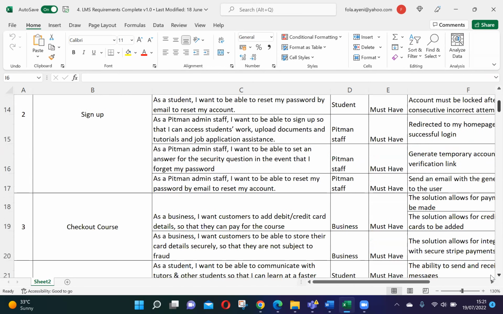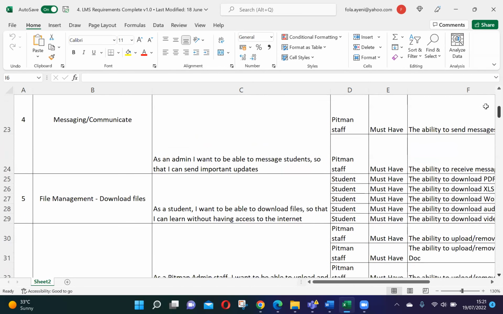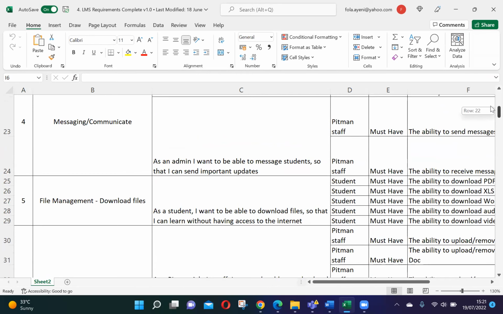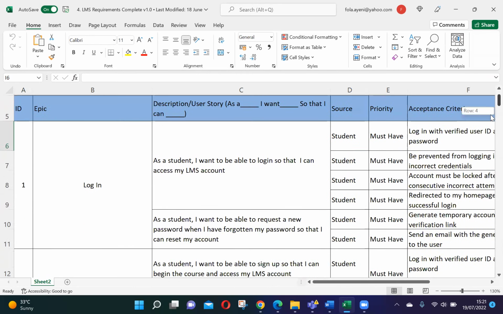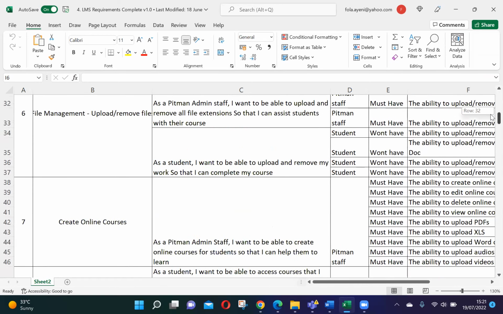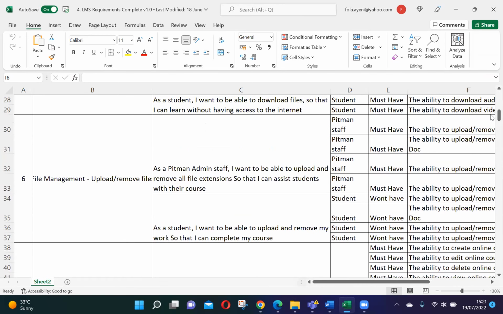Sign up and login, okay. You can take this: file management, download files. This is an epic. You can give this example: file management, download files was the epic, and this is the user story. So take this example. Yeah, so the example is okay.